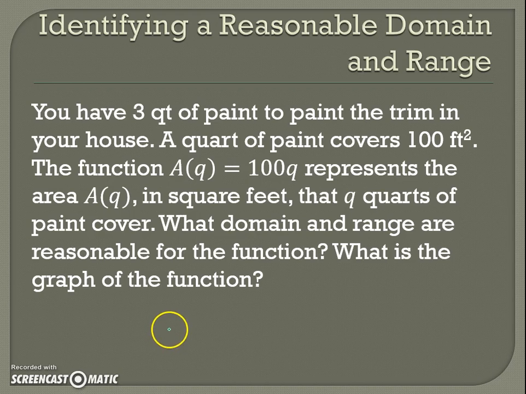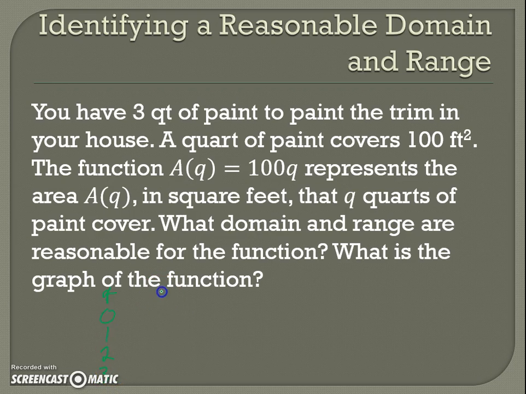Okay, so the first thing to think about is reasonable amounts of paint. I can't use negative paint. I have 3 quarts of paint. So a domain that's going to make sense for that is I could use 0 quarts of paint. I could use maybe 1 quart, I could use 2 quarts, I could use up to 3. There's nothing that's going to be above that. So I would say that is a reasonable domain, 0, 1, 2, and 3, and anywhere in between there.